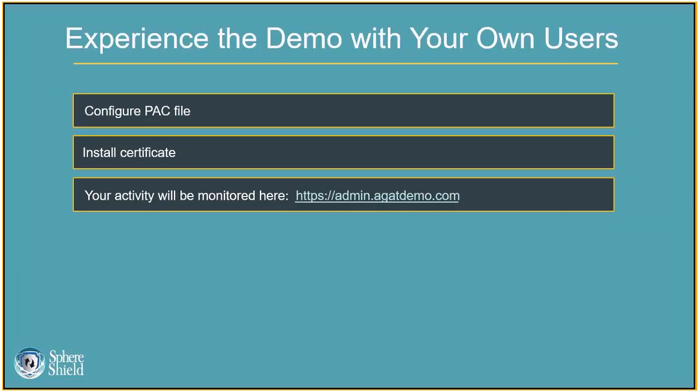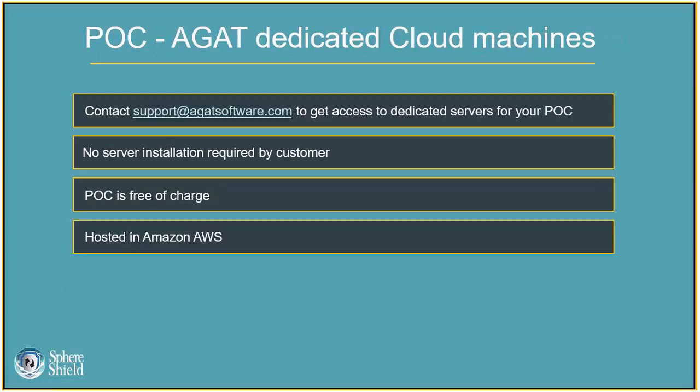The second scenario is if you would like to experience this with your own users. The most simple approach is to take a PC and configure a PAC file. It's a file configuring your Teams traffic to go through our solution. Install a certificate, and immediately you'll be able to see your traffic being inspected and controlled using our product in a demo environment.